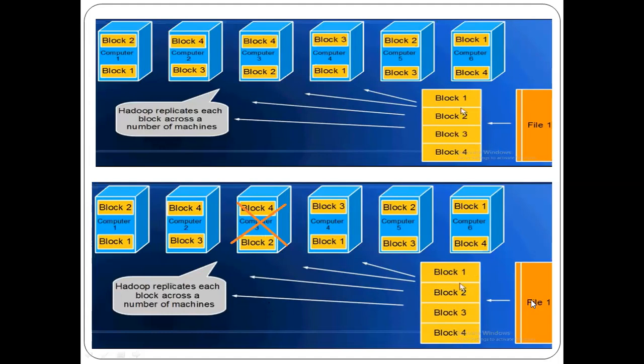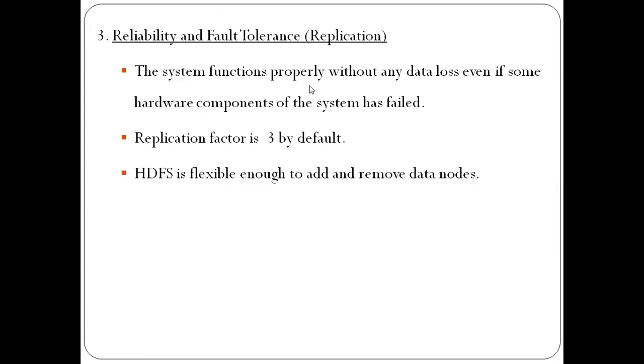Now any other client wants to read that file, so block 1 can be read from computer 1, then block 2 can also be read from computer 1, block 3 from computer 2, block 4 from computer 2. So even if any system fails, the blocks can be retrieved from another computer or another data node. This is the actual replication concept adopted by HDFS. Even if any system or any hardware component fails, the data can be retrieved without loss.